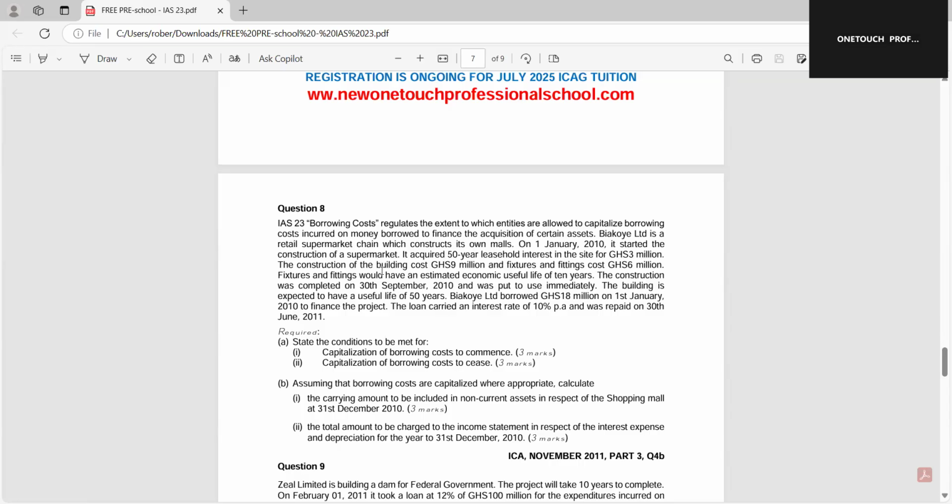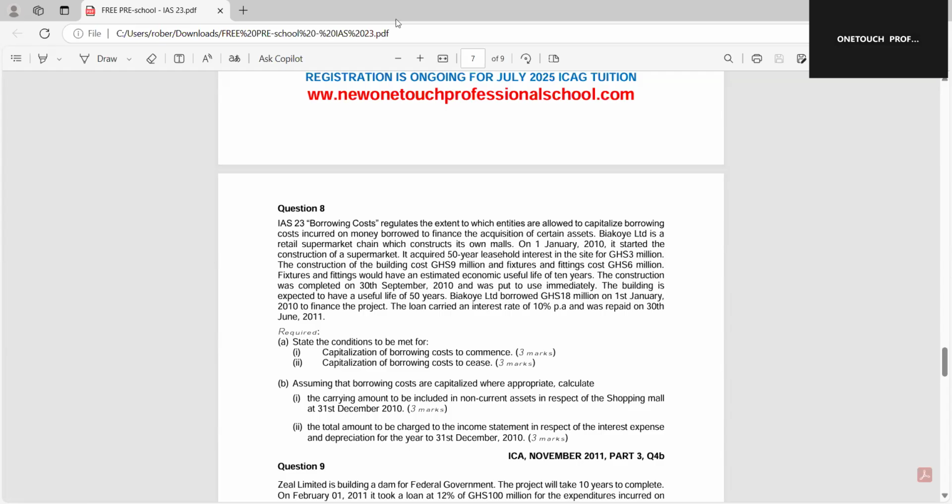Yes. So we have a leasehold interest. Leasehold interest is land. Do you know that? Yes. So we have leasehold interest of 3 million, building of 9 million, fixtures and fittings of 6 million, making up the mall. So the borrowing cost must be shared among these. The trick is that land is naturally completed. So when you are sharing the borrowing cost, you do not share some to the land. You share it among the fixtures and fittings and the building. Is that clear? Yes, please.